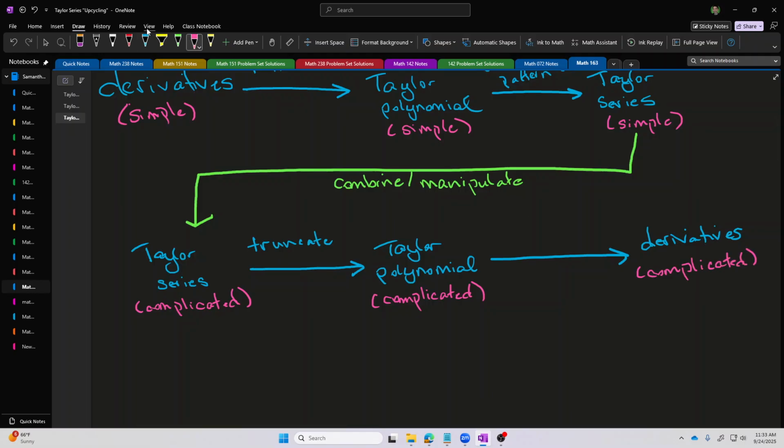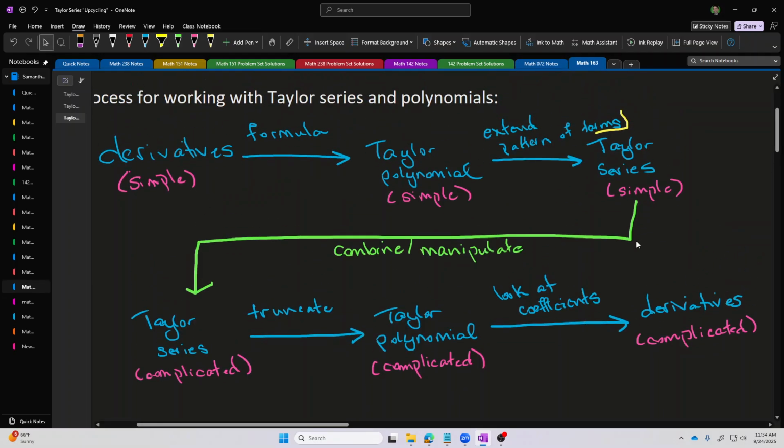By just comparing the coefficient that appears in the Taylor polynomial formula with the coefficient that appears in the Taylor polynomial that you have already calculated. So that's the topic of today's video. We are going to be learning how to take simple Taylor series and construct more complicated Taylor series from those, and that will allow us to get more complicated Taylor polynomials and more complicated derivatives in situations where we might need that.